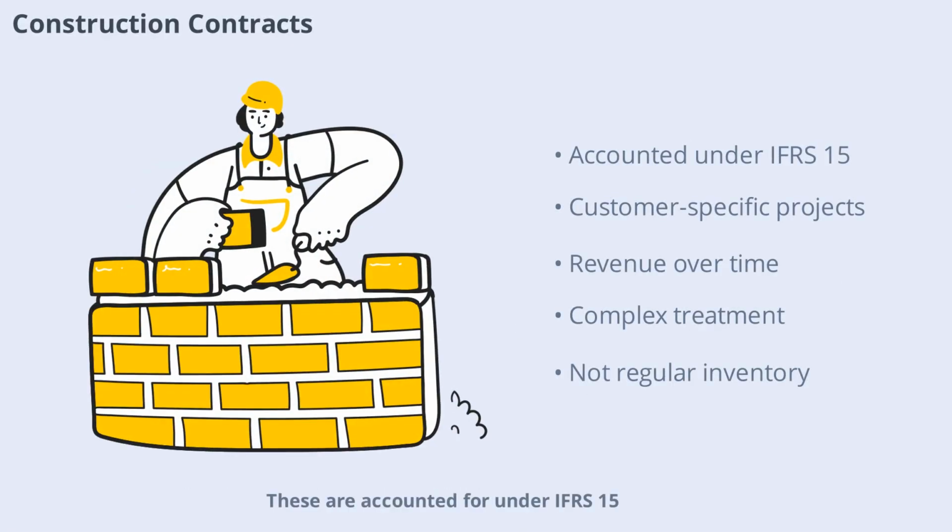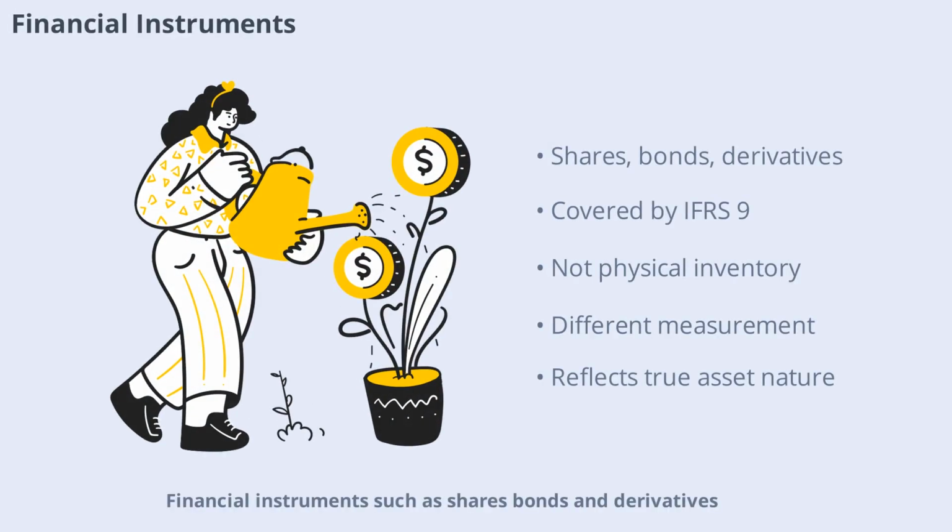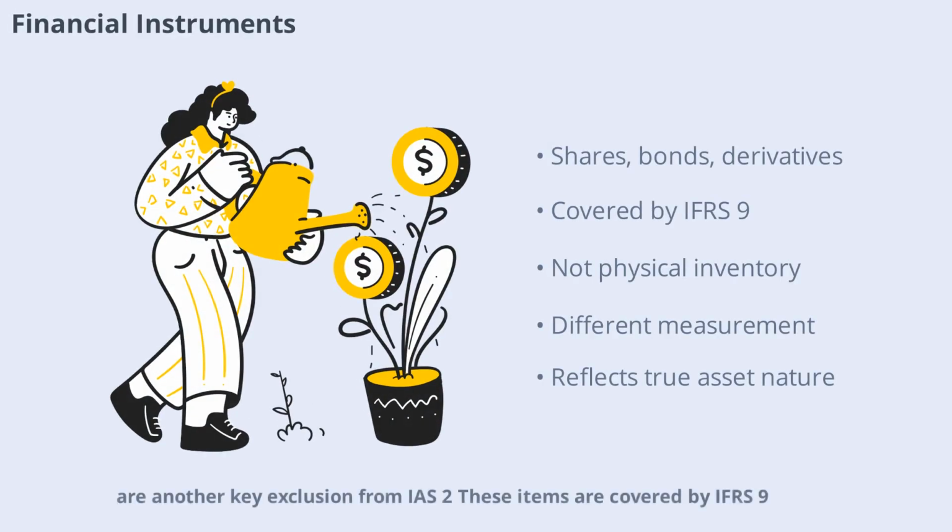These are accounted for under IFRS 15, which deals with revenue from contracts with customers. Construction contracts typically involve unique customer-specific projects and often span multiple accounting periods. Because of their complexity and the way revenue is recognized over time, they require specialized accounting treatment outside the scope of IAS 2.